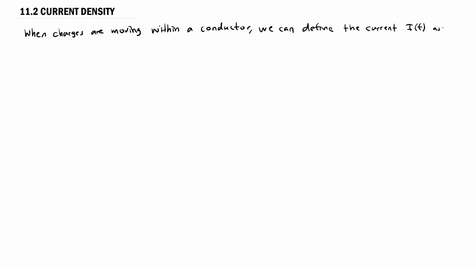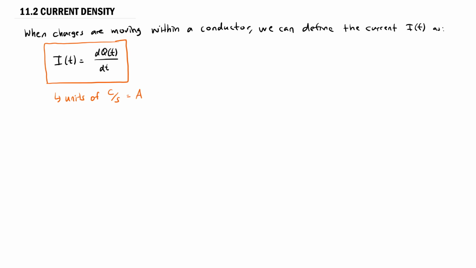I as follows. So we have the current being equal to some sort of change in charge over dt, or a change in time. So this is going to be in units of charge over time. That's probably going to be coulomb over second, which we call A, or amperes, or amps.